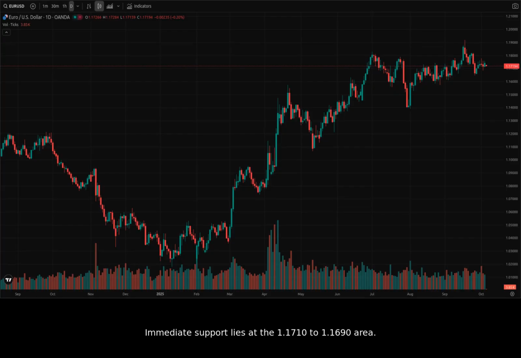Immediate support lies at the 1.1710 to 1.1690 area. If this level breaks, the next significant support is down at 1.1640. Now for our unbiased predictions.